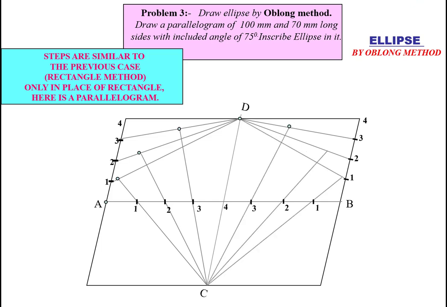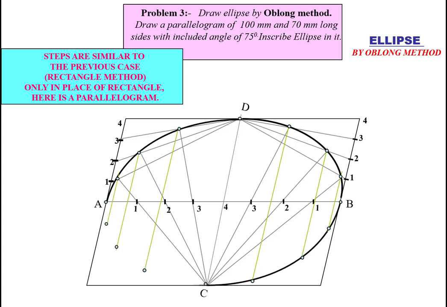So here we'll get P6, P7, P8, P9 points and join them. Same method we have to use in the below parallelogram and we will get another points and we can join our ellipse and darken it.